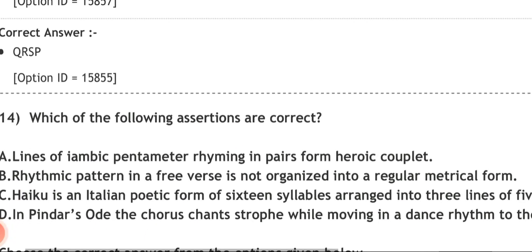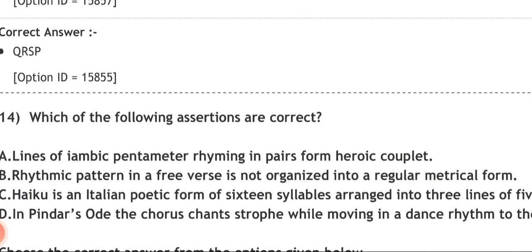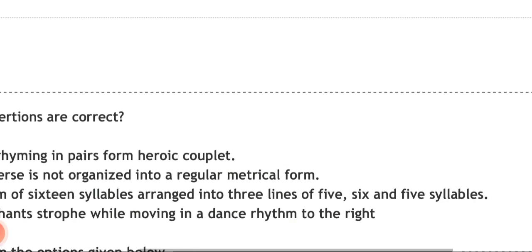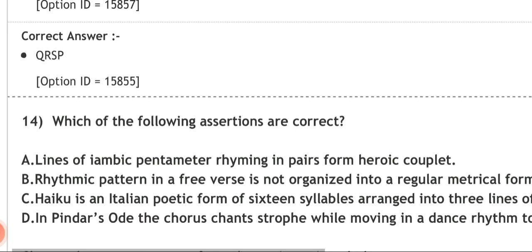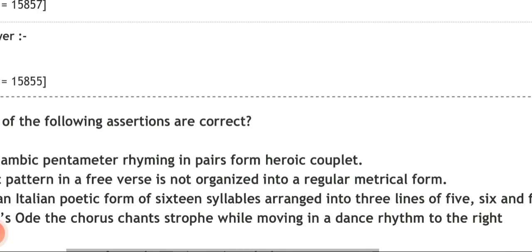metrical form. Number C is saying haiku is an Italian poetic form of 16 syllables arranged into 3 lines of 5, 6, and 5 syllables. So if you know what is haiku, then you will know the answer. Haiku, I know what it is. If I'm not wrong, it is related to Japan. Okay, if I'm wrong, then please let me know. And if you don't know, then please try to know more about this kind of poetic form. Okay, and in Pindar's Ode, the chorus chants strophe while moving in a dance rhythm to the right.